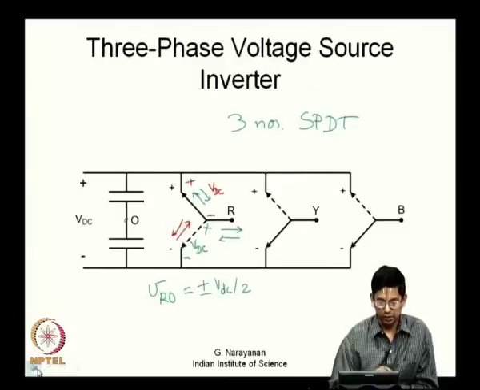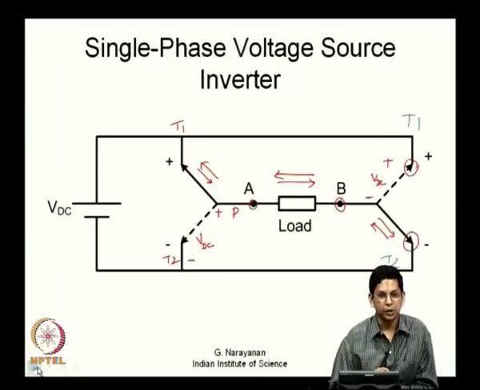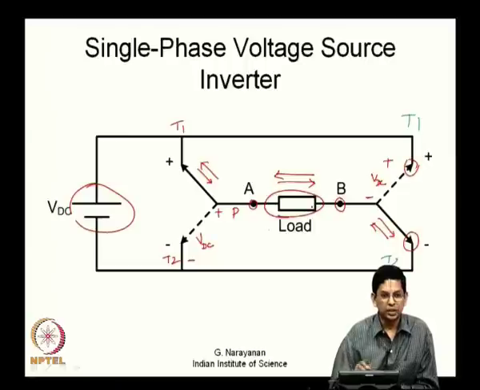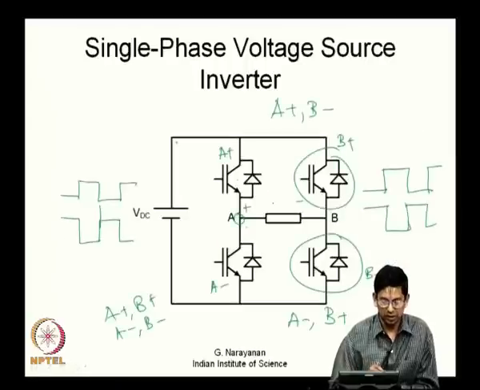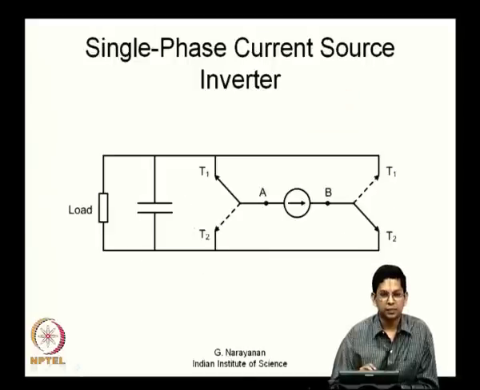You look at a single phase voltage source inverter. What do you have here? You have a load here and you have the DC supply connected here. You just interchange these two, and you get a single phase current source inverter.